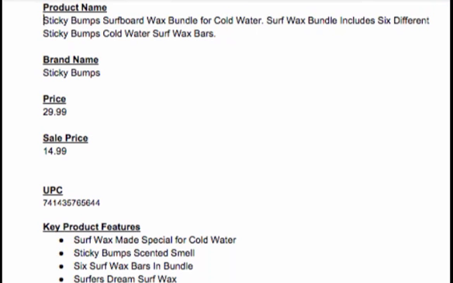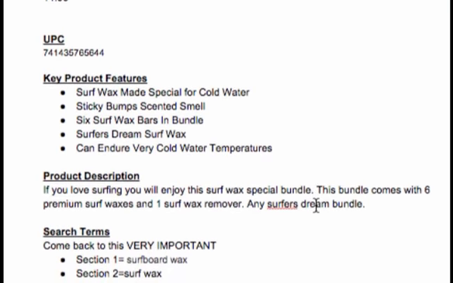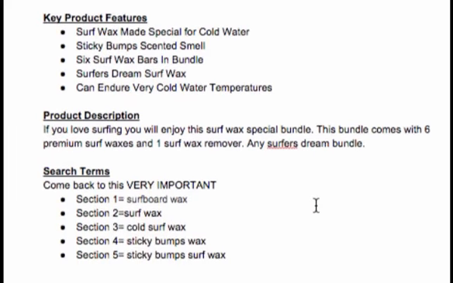Key product features. These features are going to support my title, my anchor words, but you don't have to get too hung up on this stuff. This is more about making it clear for your customer. Surf Wax made special for cold water, because we know that's important. People search for it. Sticky Bump scented smell. 6 Surf Wax bars in the bundle, just explaining the bundle. But again, they're understanding it's Surf Wax. Surfer's Dream Wax can endure very cold water temperatures. Pretty basic stuff. I don't get really hung up on the key product features. I just make sure they don't cause a customer to go backwards. They cause them to go forwards.